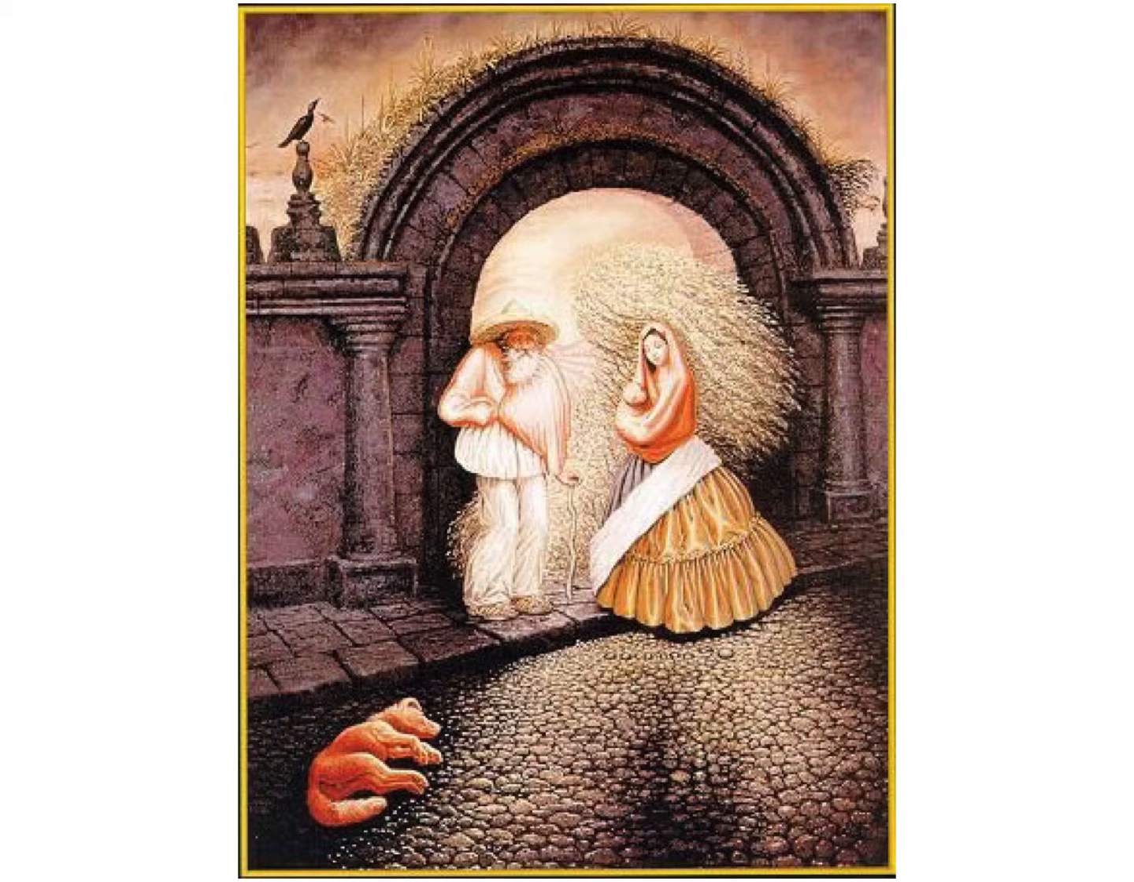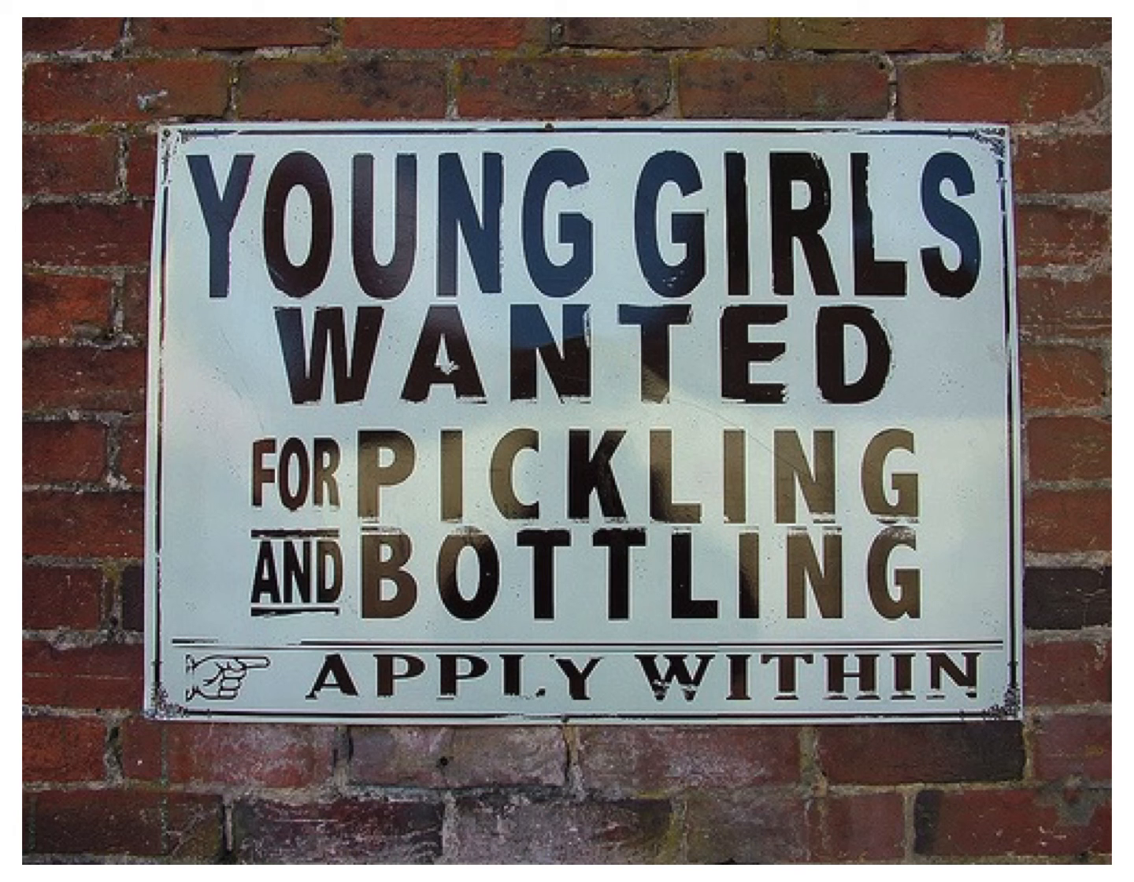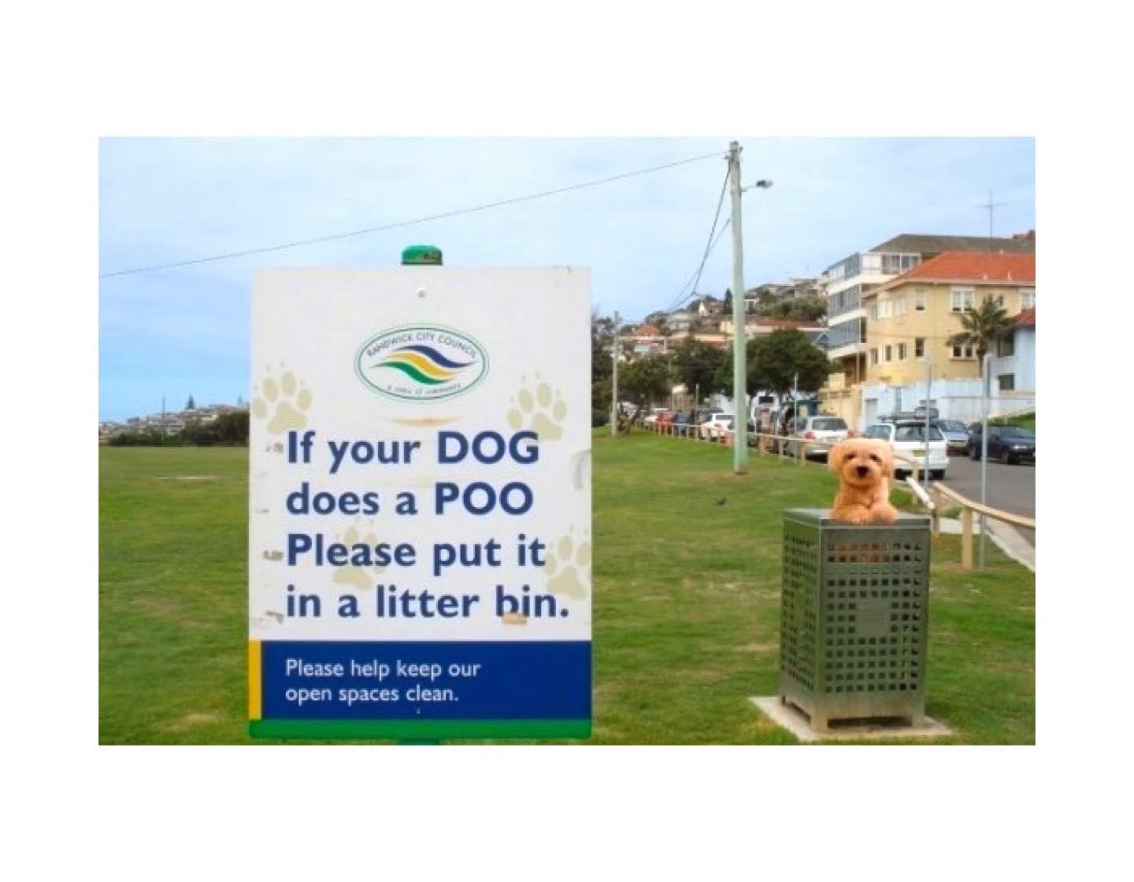But it's not just visual ambiguities, we also get linguistic ambiguities, and this is a famous one. Young girls wanted for pickling and bottling. Does that mean that these young girls are wanted to be pickled and bottled, or they're going to be pickling and bottling things? And here's an example that graced social media, things like Facebook, recently.